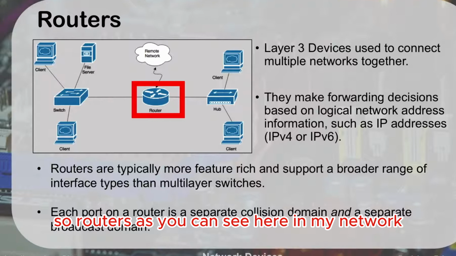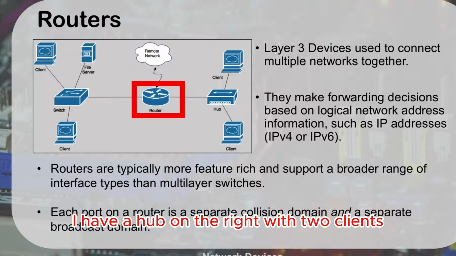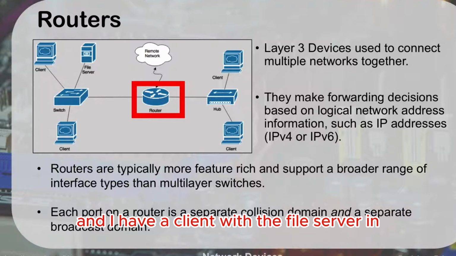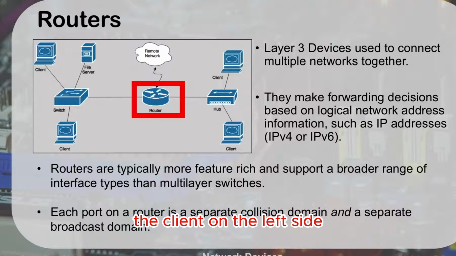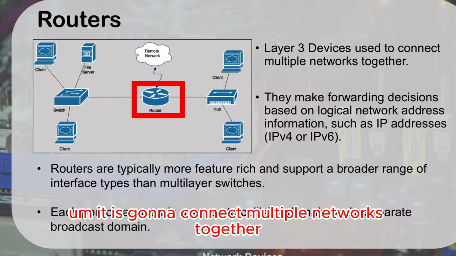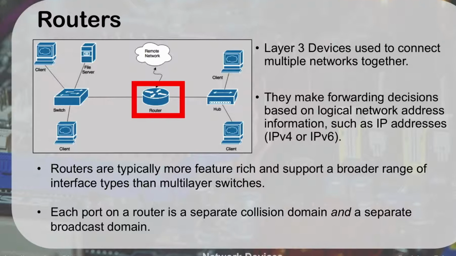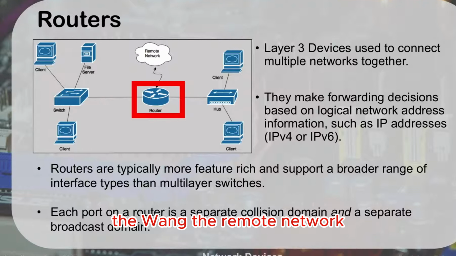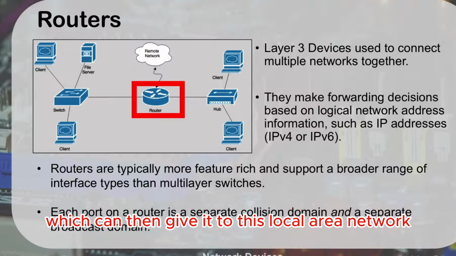So routers. As you can see here in my network, I have a hub on the right with 2 clients. They're part of their own network. And I have a client with the file server and the client on the left side connected to a switch. If I want to connect these 2 together, I'm going to use a router that actually is going to split this network in 2. Okay? It is going to connect multiple networks together. In our example here, we're connecting to the outside network, the WAN, the remote network, and then bringing it into the router, which can then give it to this local area network.